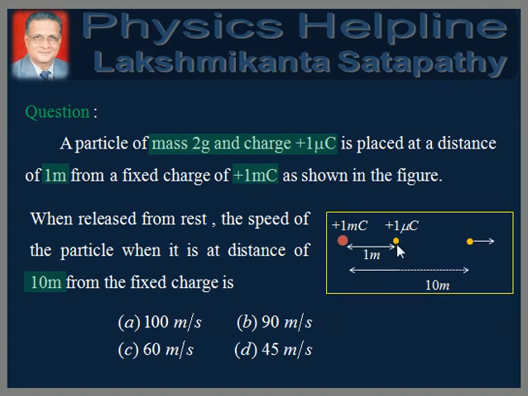This is a particle of mass 2 grams. It has a positive charge of 1 microcoulomb. It is placed at a distance of 1 meter from a fixed positive charge of 1 millicoulomb. Now it is released from rest. We are required to find the speed of the particle when it is at a distance of 10 meters from the fixed charge.